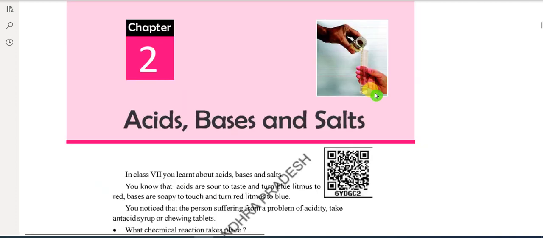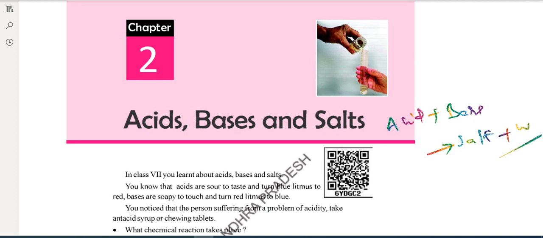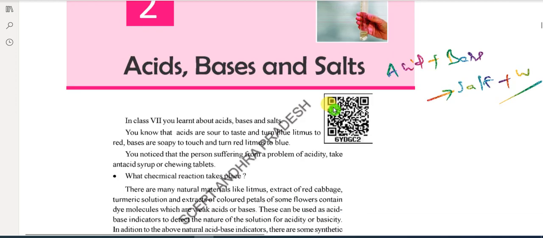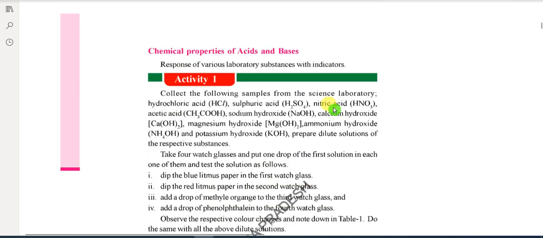Yes, the next lesson is acids, bases, salts. Neutralization reaction, heading. Acid plus base gives salt plus water. Neutralization reaction, heading, also one question.